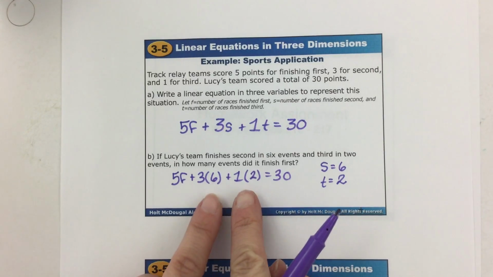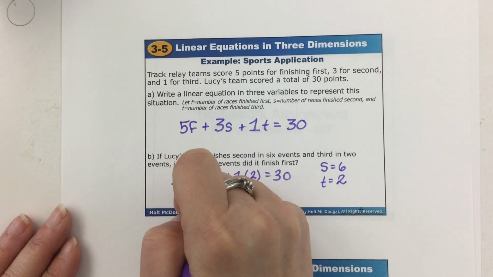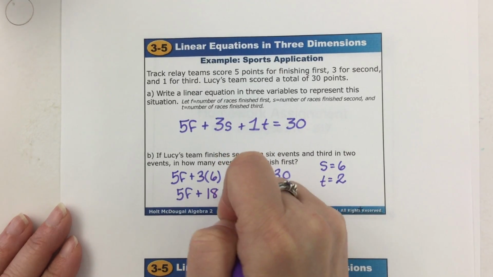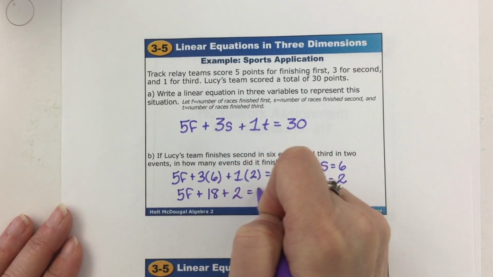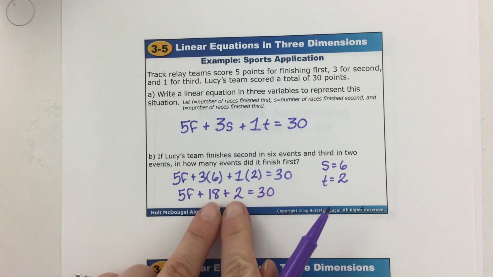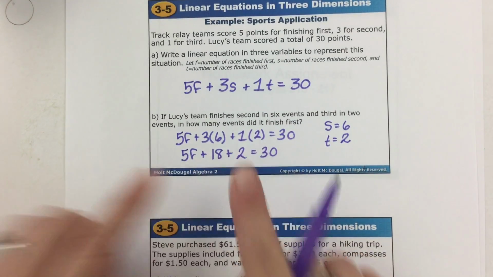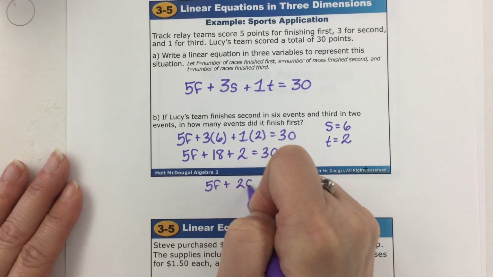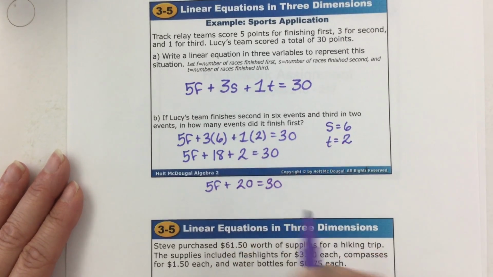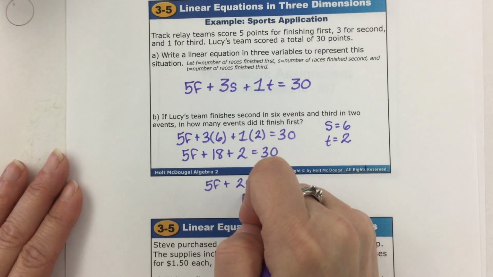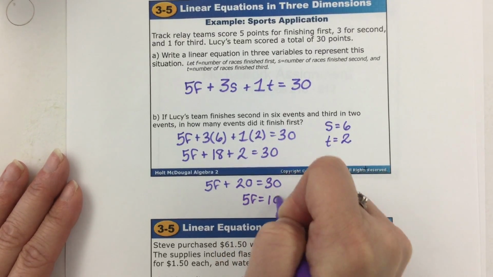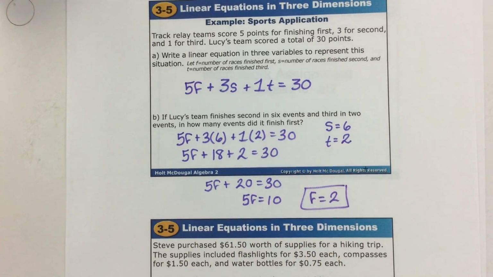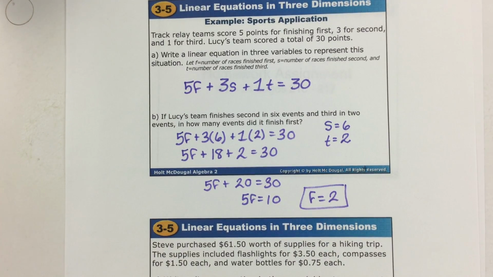Order of operations, I can go ahead and multiply those. So 5F plus 3 times 6 is 18, 1 times 2 is 2, equals 30. I can combine my 18 and my 2 because they are like terms. So 5F plus 18 plus 2 is 20. Minus the 20 to the other side. So 5F equals 10. So F equals 2. They had 2 first place finishes.